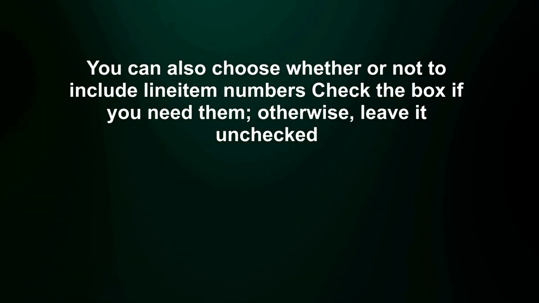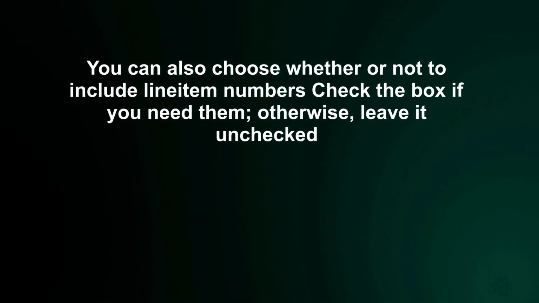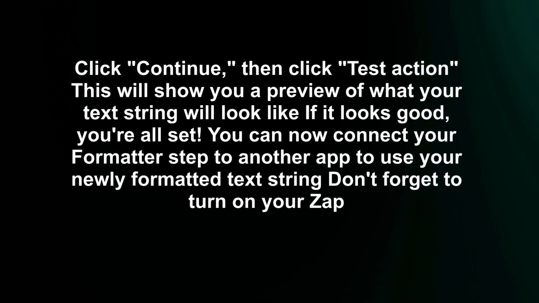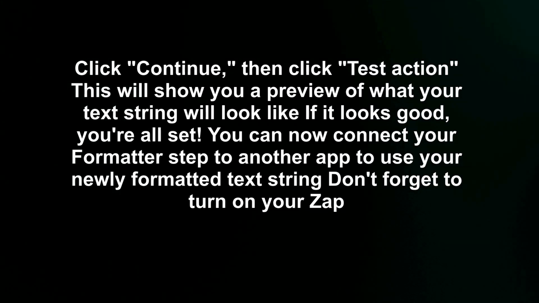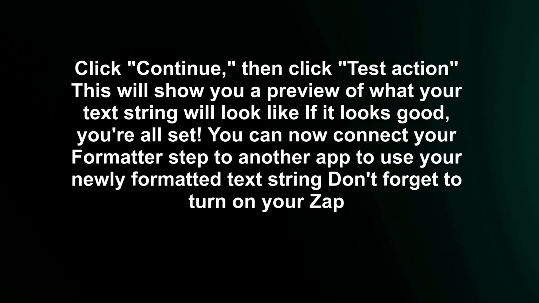You can also choose whether or not to include line item numbers. Check the box if you need them, otherwise, leave it unchecked. Click Continue, then click Test Action. This will show you a preview of what your text string will look like. If it looks good, you're all set.